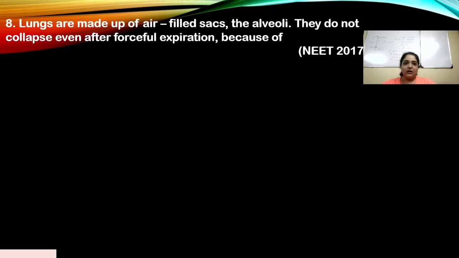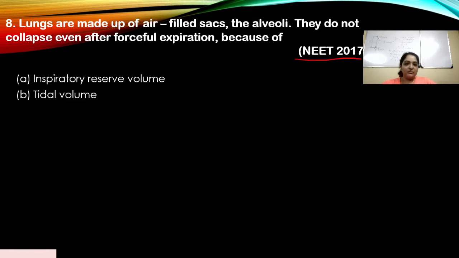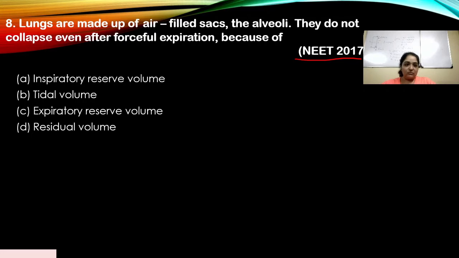8. Lungs are made up of air-filled sacs, the alveoli. They do not collapse even after forceful expiration because of. Okay, so this appeared in NEET 2017. Now, let's look at our options A, B, C, D. A is inspiratory reserve volume, B tidal volume, C expiratory reserve volume, and D is residual volume.